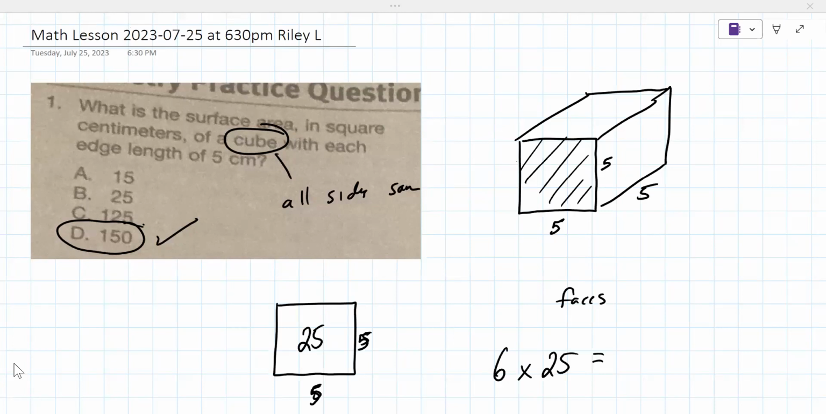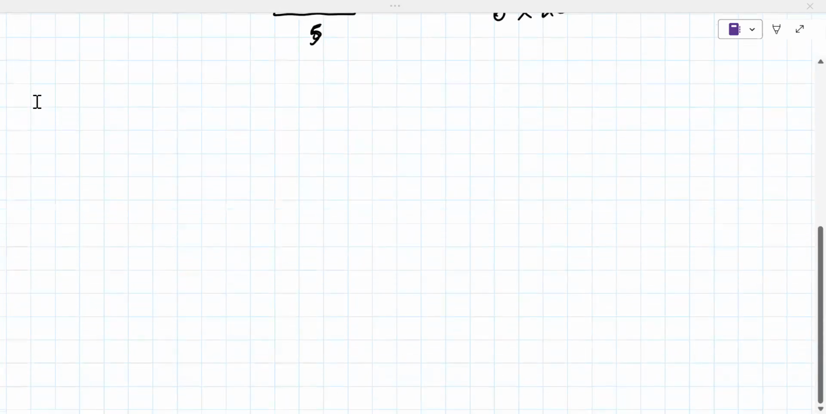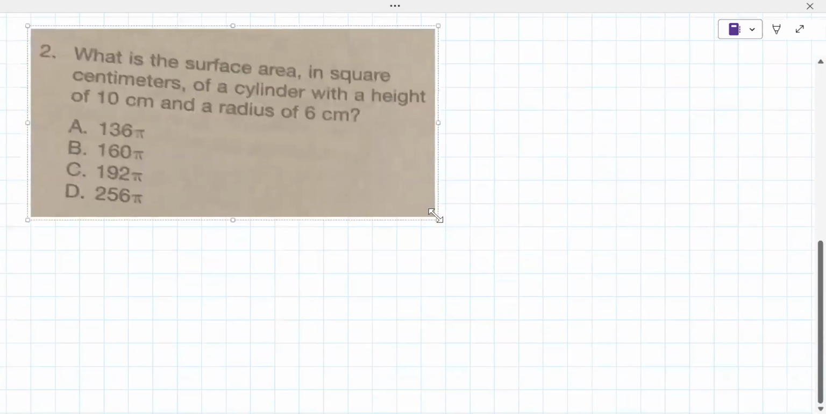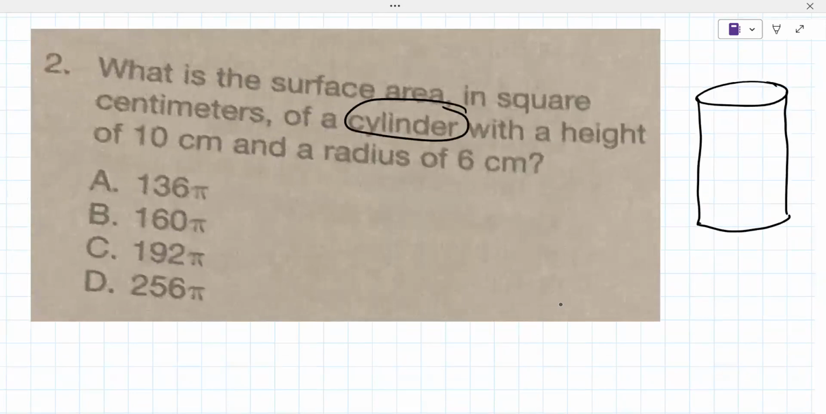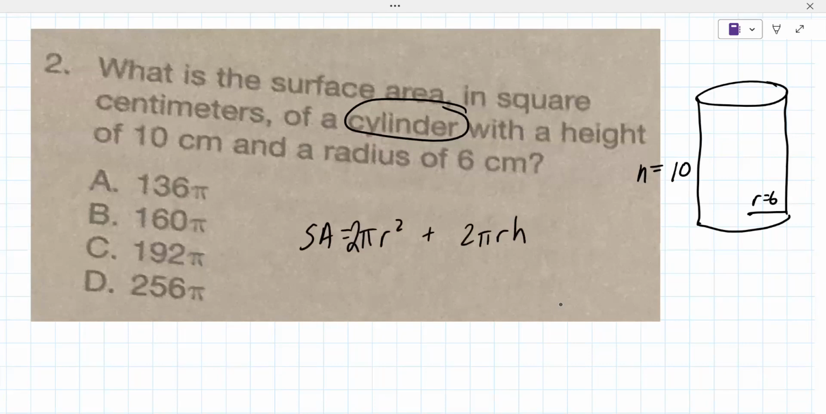All right, so let's look at question 2. What is the surface area in square centimeters of a cylinder with a height of 10 and a radius of 6? Okay, so to do this one, you do have to know the formula for the surface area of a cylinder. Sorry, it's 2 pi r squared plus 2 pi r h.